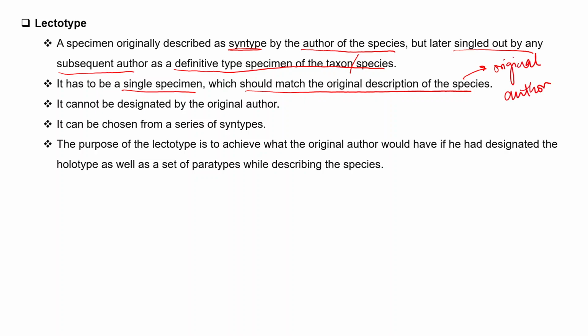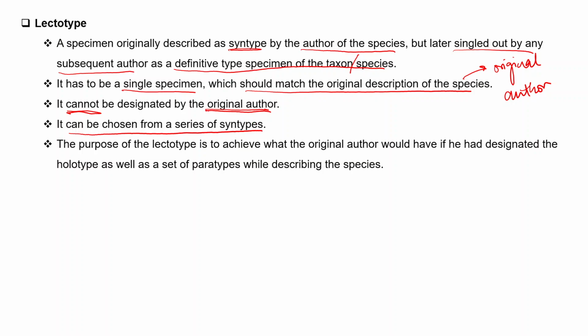You will find in scientific literature there have been many debates about the designation of lectotypes by new authors, but some other contemporaneous authors may not agree, because it might be possible that the lectotype did not match the original description of the taxon. So a lectotype cannot be designated by the original author. It's very, very important. A lectotype has to be designated by some other author, and it can be chosen from a series of syntypes.